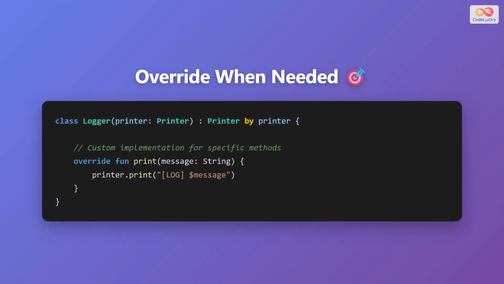But what if you need custom behavior for specific functions? No problem. Even when using the by keyword, you can still override any function you want. Here, we use by to delegate to the printer, but we also override the print function to add custom logic. We prefix the message with a log tag before forwarding it to the delegate. This gives you the best of both worlds: automatic delegation for most functions, and custom implementation exactly where you need it. You get the convenience of delegation with the flexibility of overriding.